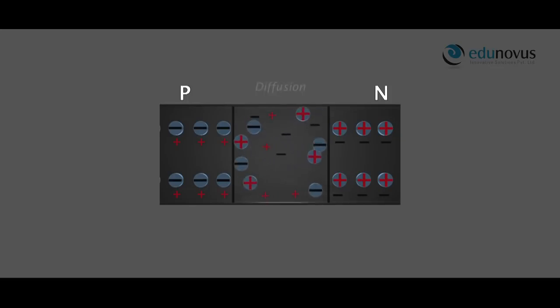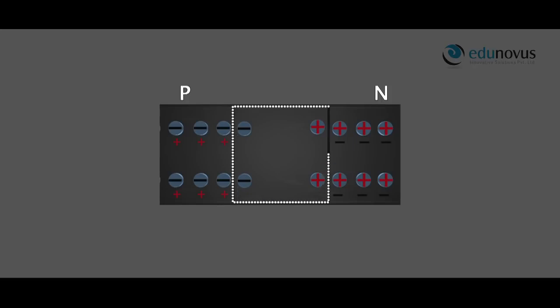As the holes and electrons continue to diffuse, a layer of negative charge on the P side of the junction and a layer of positive charge on the N side of the junction is developed. This junction region is known as the depletion layer.